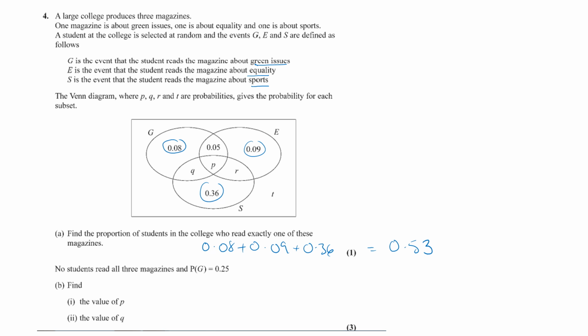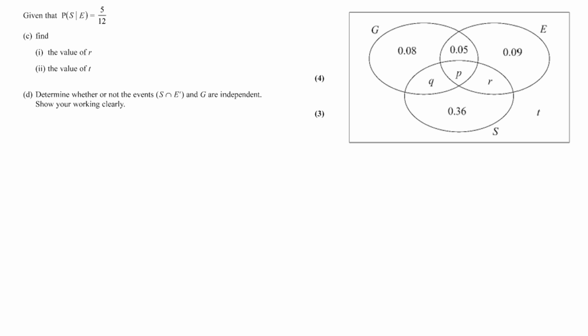No students read all magazines, so that's telling us that P is 0. The value of Q, given that the probability of G is 0.25, so 0.25, and then just take away the other bits of G, minus 0.08 minus 0.05 is equal to 0.12, which is Q.